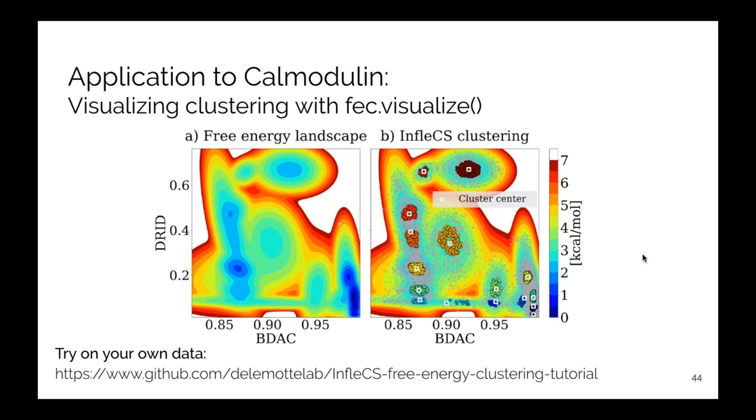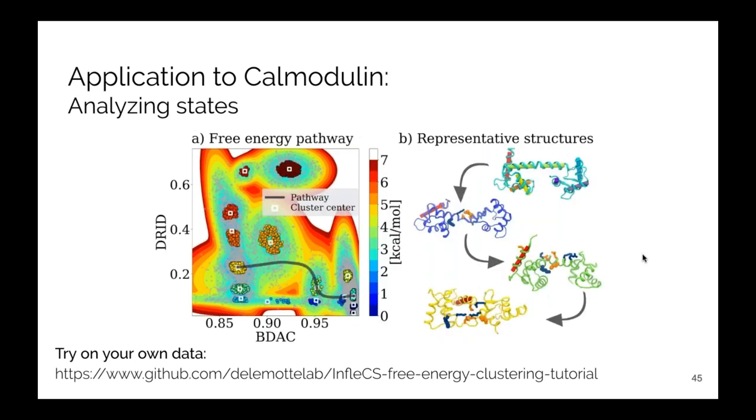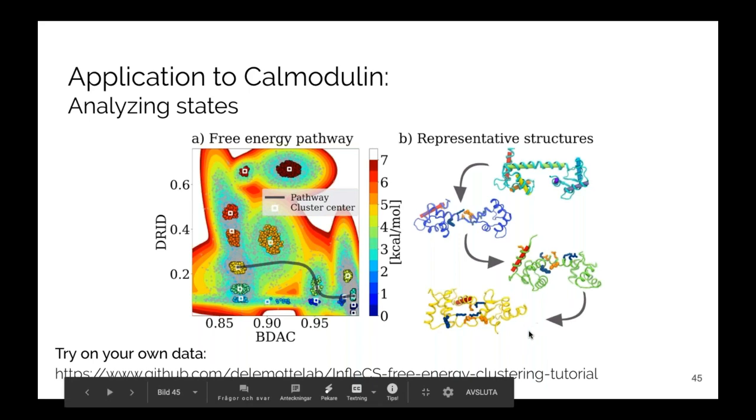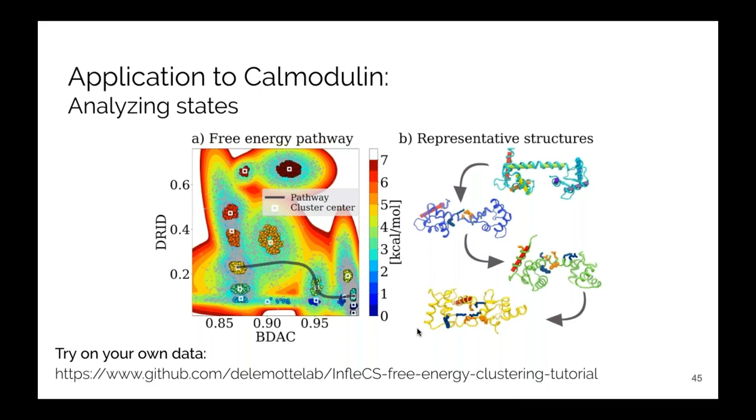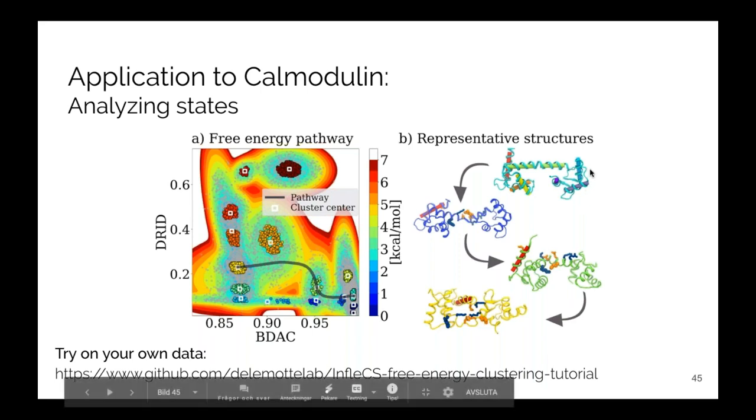So in the next step, we thought that we would just see if we could understand something from these results. So we identified the most common state, which was this cyan state, and it has this helical linker. It looks very calmodulin-like. And then we found a really interesting state, this yellow state, which is compact and collapsed, and it's over here in the landscape. And then we asked ourselves, what would be one possible pathway in this landscape from the most common state to this strange collapsed state?